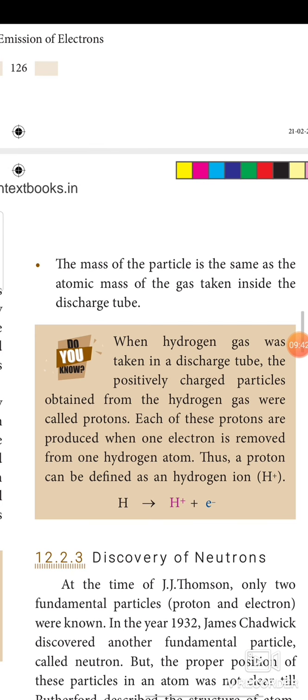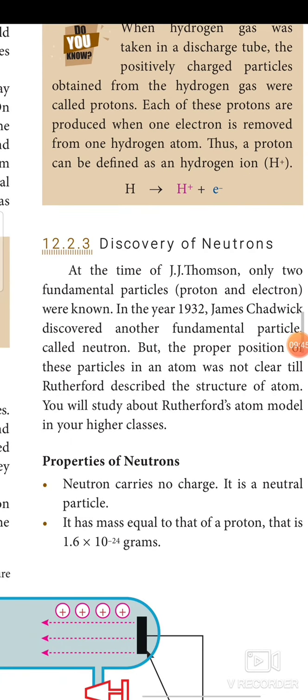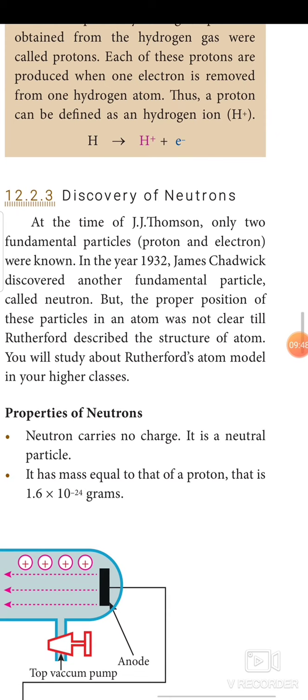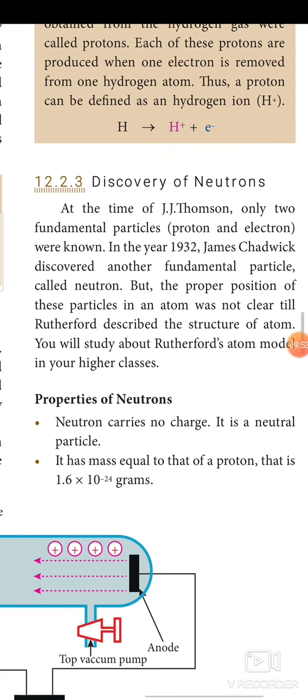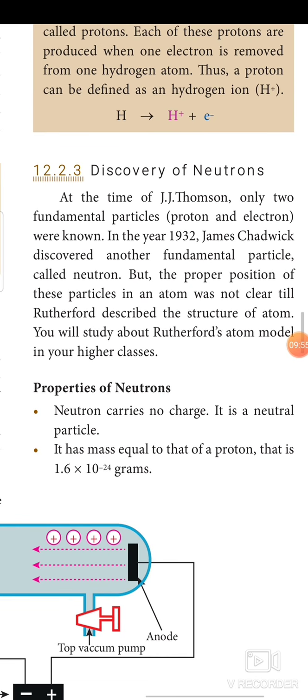Let's see the discovery of the neutron next, because there are three particles inside the atom: electron, proton and neutron. We have seen about electron and proton. Next we need to see about the neutron. At the time of J.J. Thomson, only two fundamental particles, that is proton and electron, were known. In the year 1932, James Chadwick discovered another fundamental particle called the neutron. But the proper position of these particles in an atom was not clear till Rutherford described the structure of the atom. We will study about the Rutherford atom model in your higher classes, even in your 9th standard.